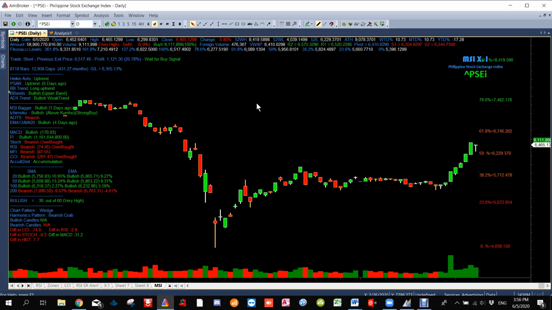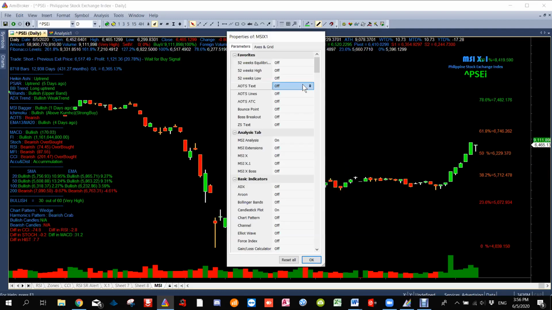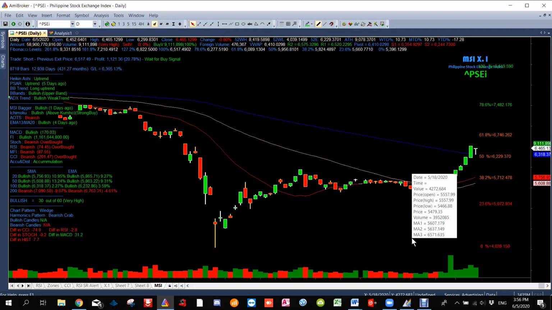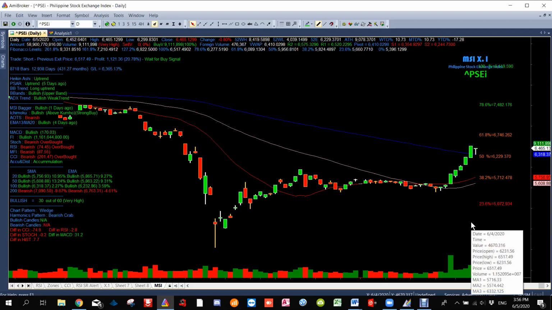Okay, so that's your Ichimoku. The next one is the AOTS. So AOTS is actually the alignment of the stars. Ito ay popularized by the group Cifrix, and the name itself was coined by Cifrix. So ang alignment of the stars is when the moving averages are aligned as follows.